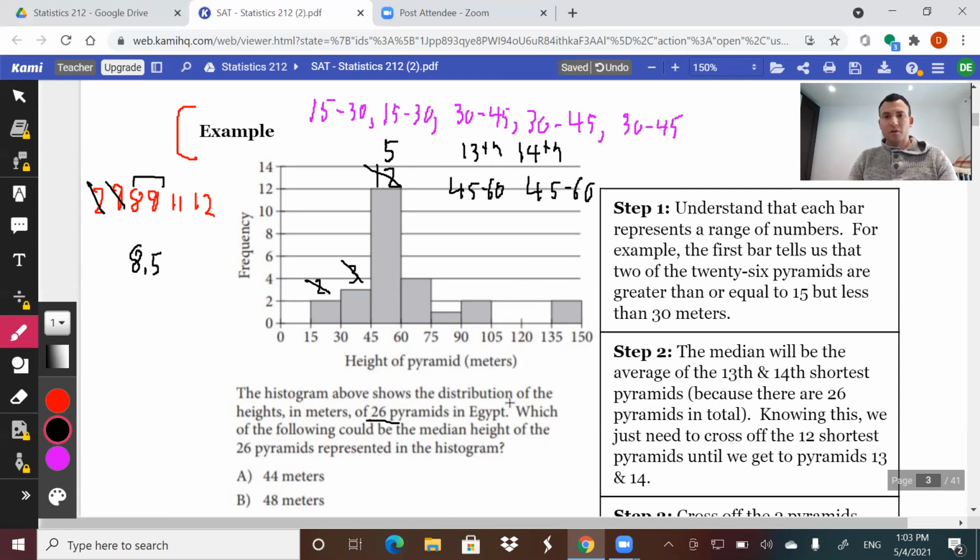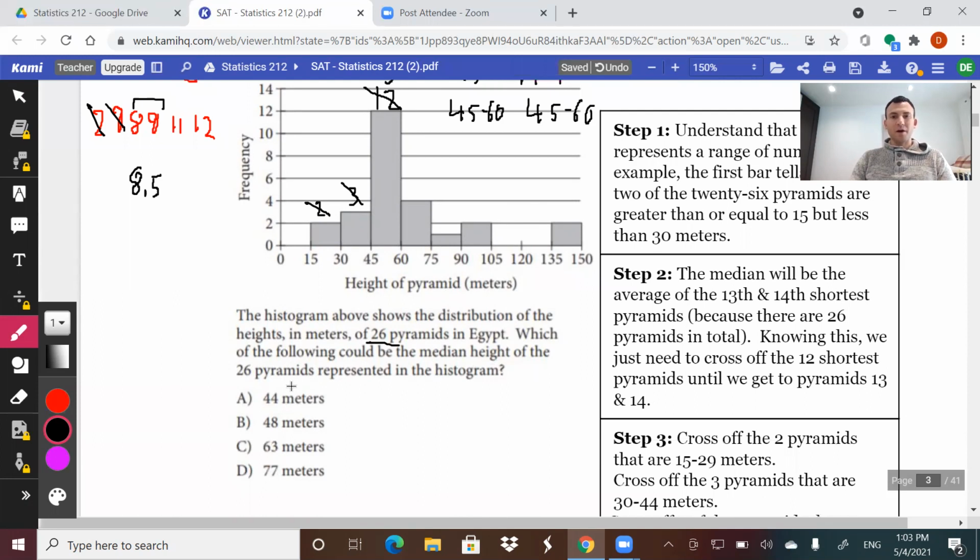60, which means that our median is going to be between 45 and 60. So it says, which of the following could the median height of the 26 pyramids be? It could be 48 meters. Okay.